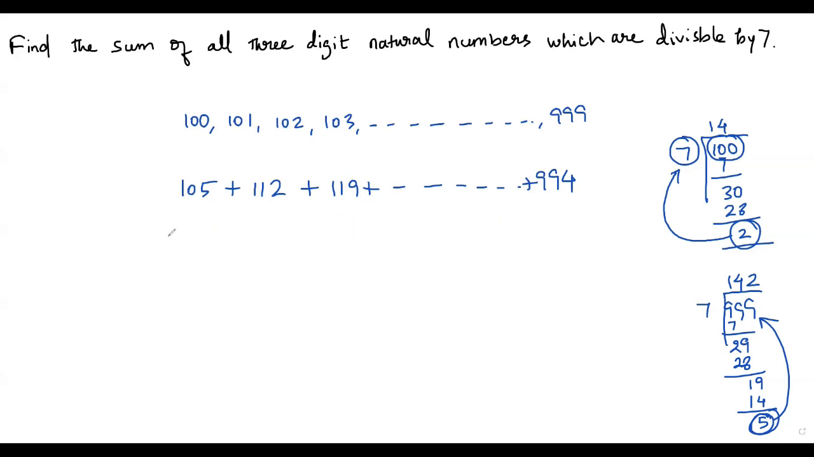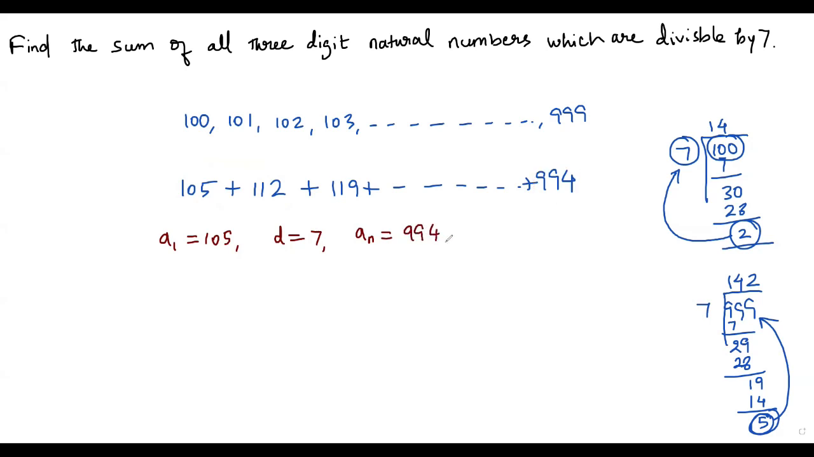Okay, let me write the stuff. A1 represents the first term of the series. Here it's 105. That is, A1 equals 105. And D is the common difference. Common difference means the difference between any two consecutive terms along the series. Usually to get the value of D, we subtract the first term from the second term. When I subtract 105 from the second term 112, I am getting 7. And An represents the last term or nth term, that is 994.